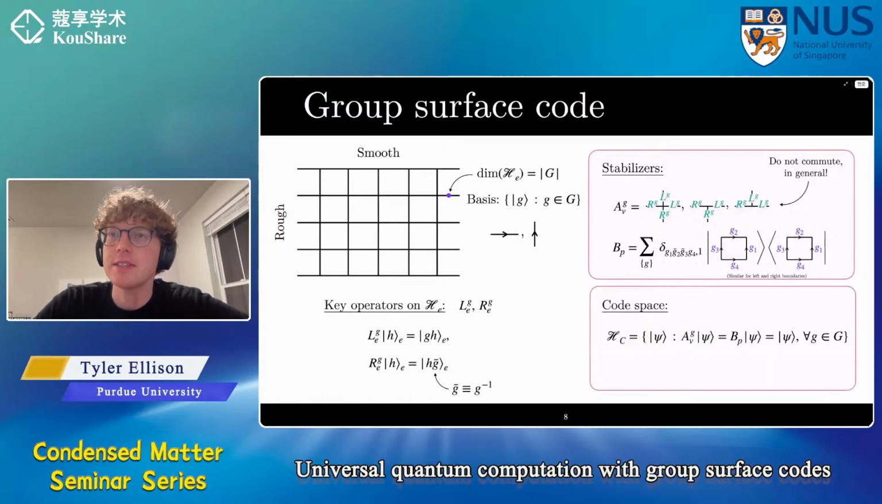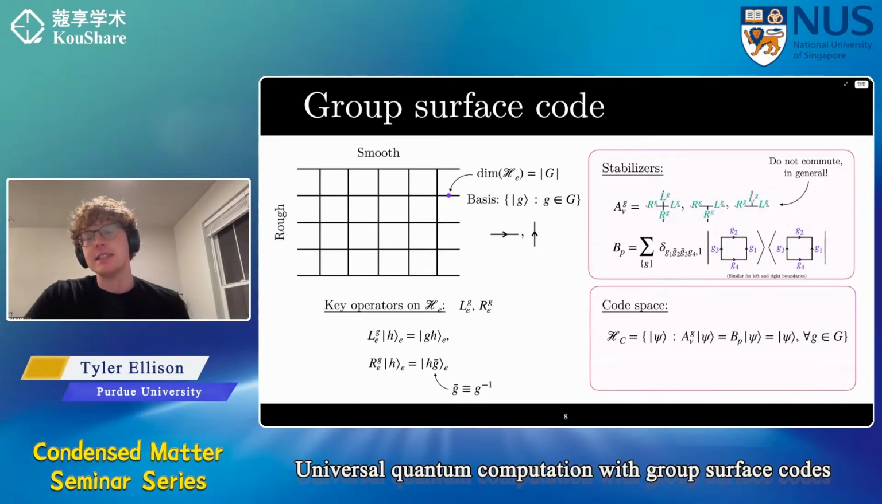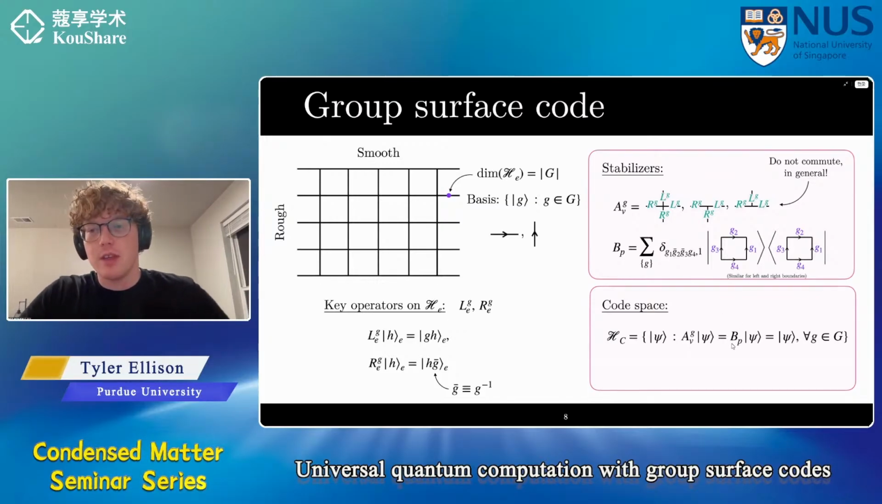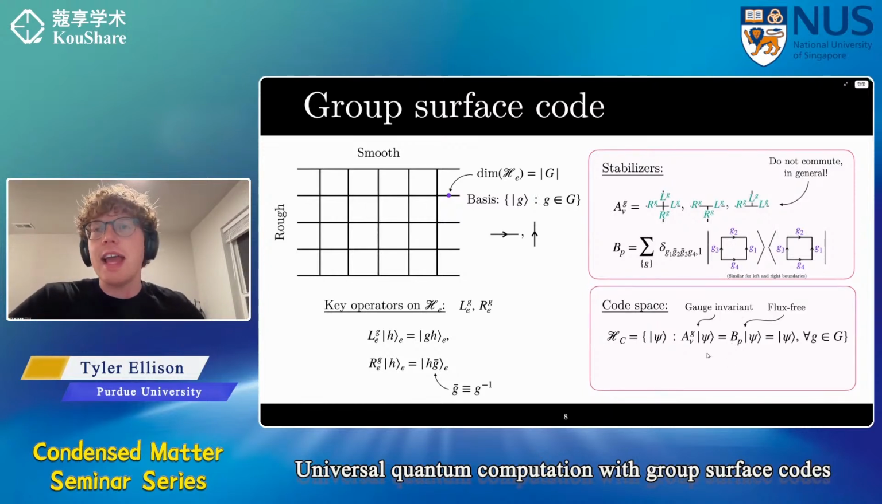The code space is then the set of states that are invariant under all of the vertex stabilizers and all of the plaquette stabilizers. In gauge theory language, A_g can be interpreted as a gauge transformation.